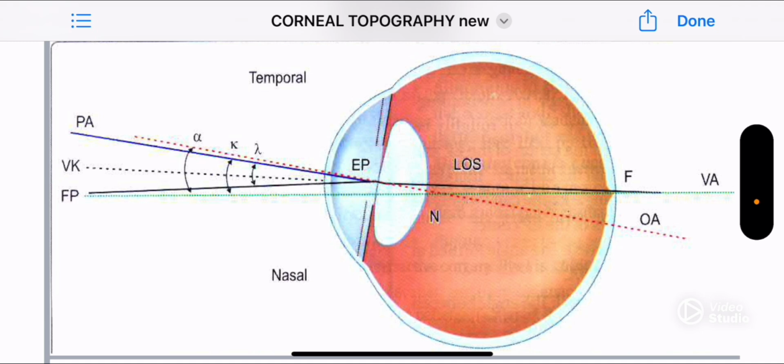Now there is an axis which is known as VA. It is the visual axis. The visual axis is that axis which joins the fovea to the nodal point of the eye and exits through the cornea. The important thing here is that it is not necessary that the visual axis passes through the center of the cornea. It may also be displaced. So the apex of the cornea does not necessarily correlate with the visual axis, as we will see in later talks about keratoconus.